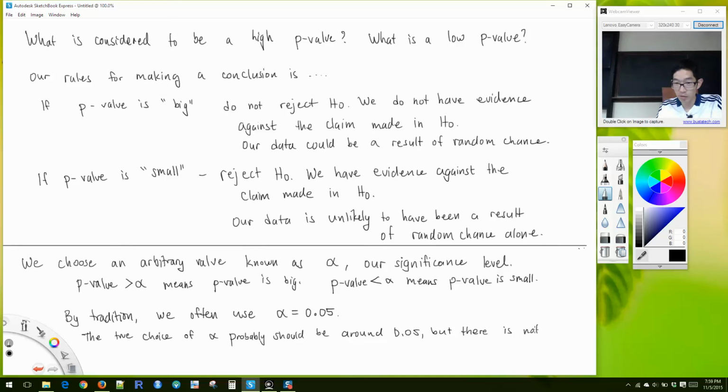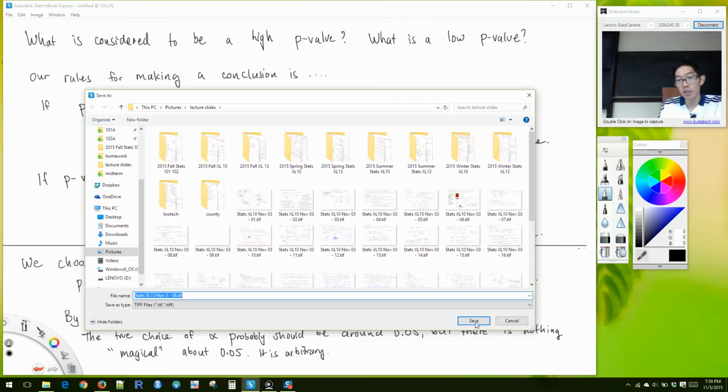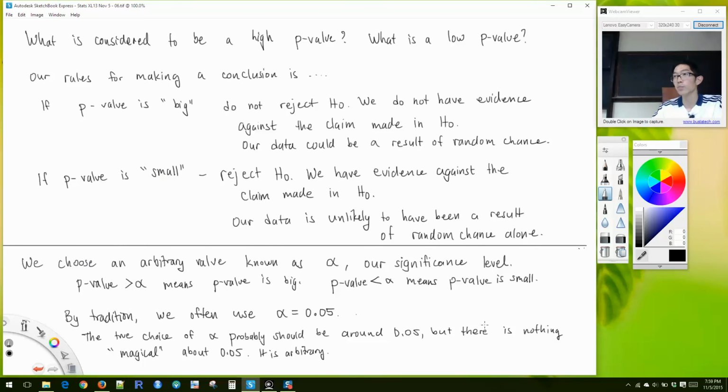There is nothing, quote, magical about 0.05. It is arbitrary. But that's okay, and that doesn't mean it's bad.